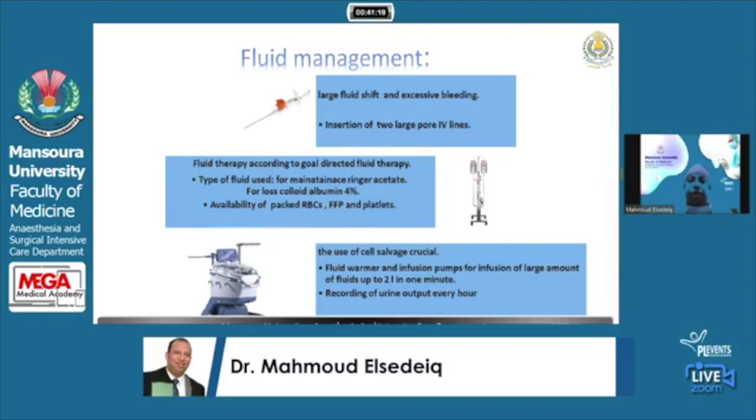The use of cell salvage is crucial in some situations, such as Budd-Chiari syndrome, patients with massive collaterals, or if there is severe adhesion post-splenectomy. We use a fluid warmer and an infusion bulb for infusion of a large amount of fluid, up to 2 liters in 1 minute. Also, urine output is recorded every hour.